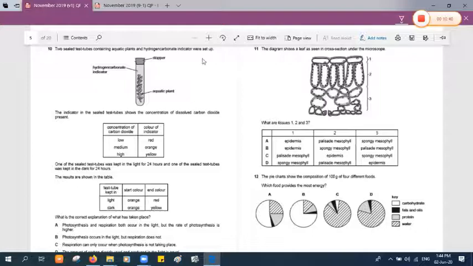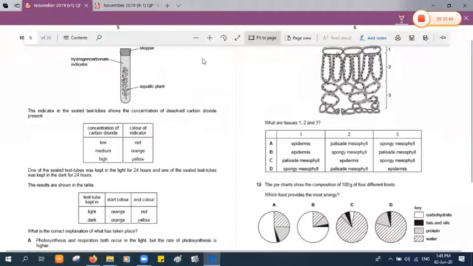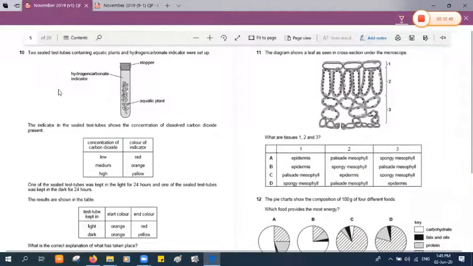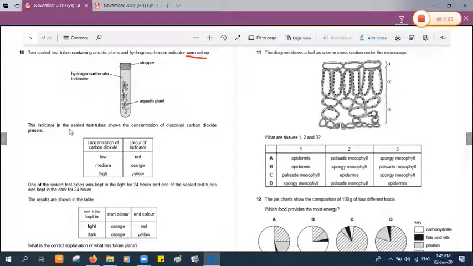Question 10. Two sealed test tubes containing aquatic plants and hydrogen carbonate indicator were set up. The indicator in the sealed test tubes shows the concentration of dissolved carbon dioxide present. So here, the concentration of carbon dioxide is low, medium, high. If it is low, the color will be red. Medium, the color will be orange. High, the color will be yellow.